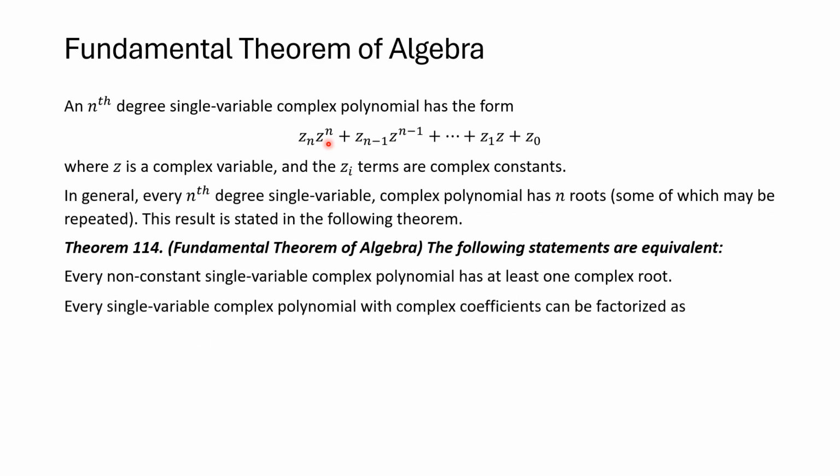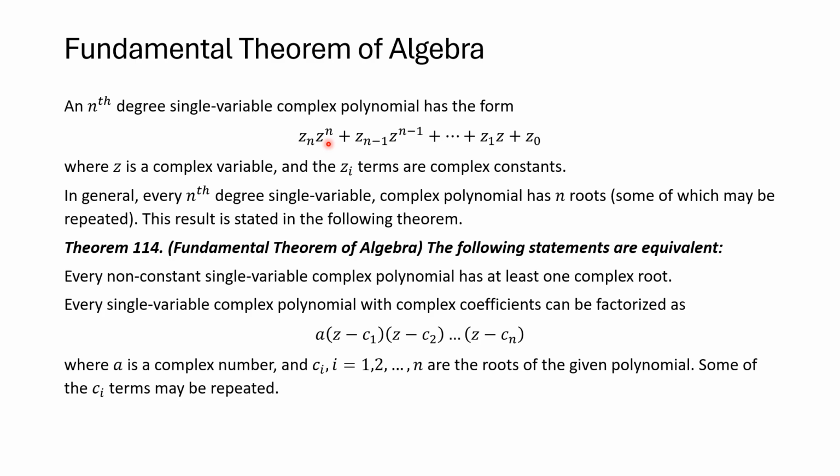So the theorem formally stated is listed here. There's 2 parts. One part says you have at least one complex root. That's not all that easy to prove. It's a bit complicated. We'll give a reference to that. The second part can be proven using the first part, and we will prove the second part of the theorem, which basically says you can factor the polynomial in terms of its 1 degree equation, z minus c1, z minus c2 up to z minus cn, where the c1 to cn are the roots, and a is just the constant.